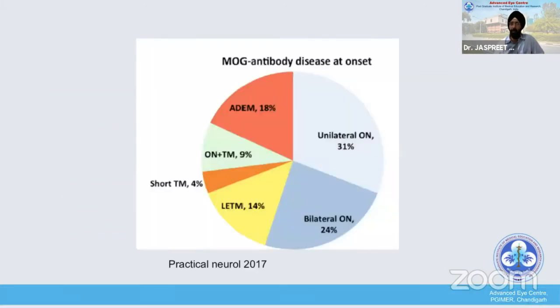So how can it present? MOG antibody disease can have a varied presentation. It can present as ADEM, acute disseminated encephalomyelitis, usually seen in children. If you have ADEM in children, you're more or less going to get a MOG antibody positive response. Unilateral optic neuritis is seen in 31% of patients. It's a recurrent optic neuritis, and you could have a profound loss of vision as well. Bilateral optic neuritis is seen in 24%, longitudinally extensive transverse myelitis in 14%, and a combination in 9%. So it can present just any way. If you see such a picture, you can suspect that it's likely to be MOG antibody positive.